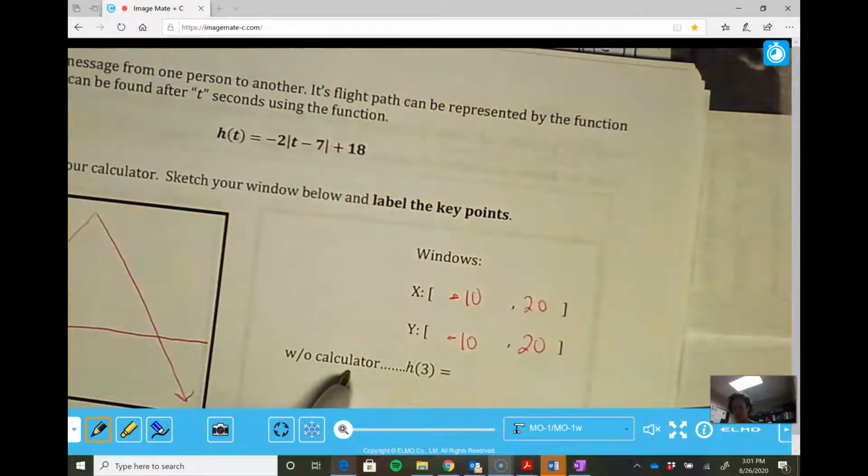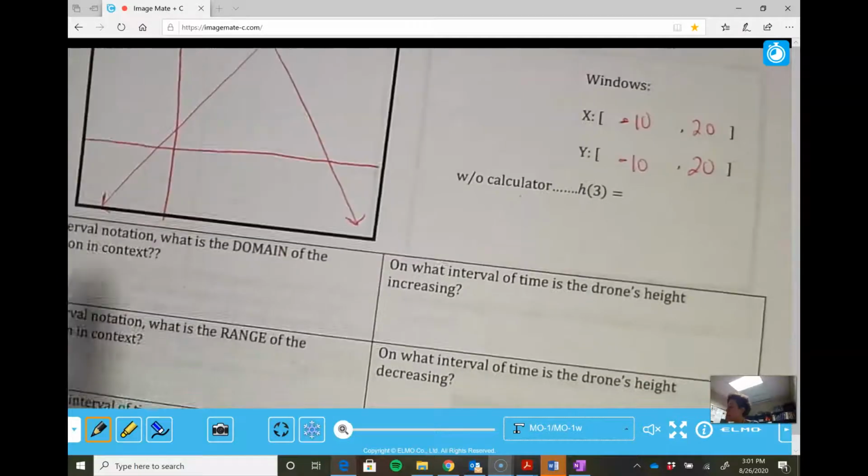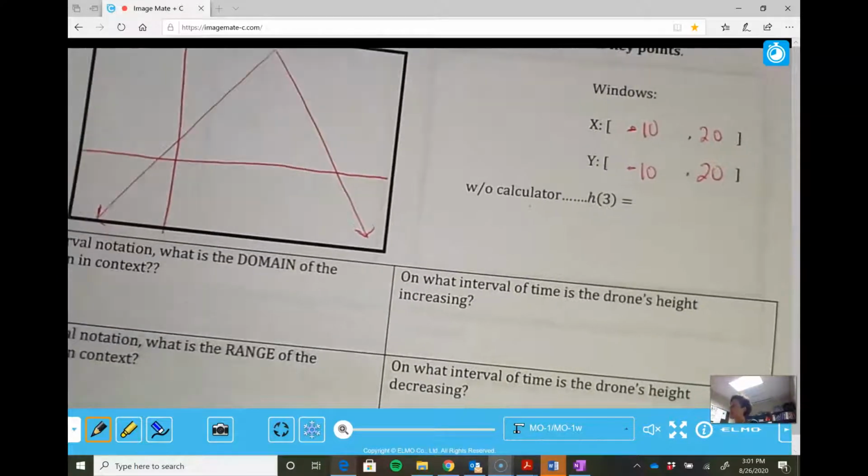All right, we will come back to this in just a moment, but we're going to go through this. So first, I should have done this. Let's read what this problem was about.